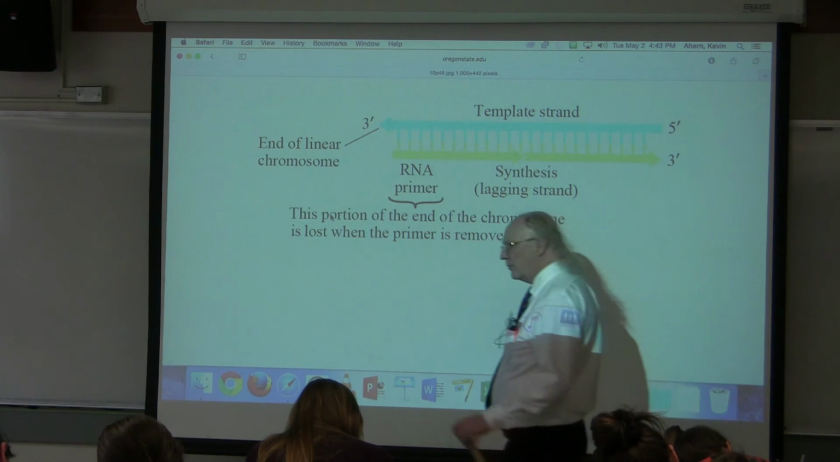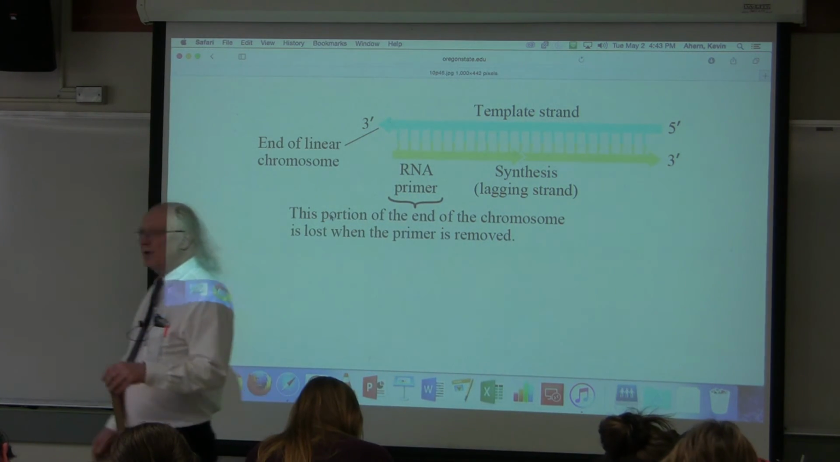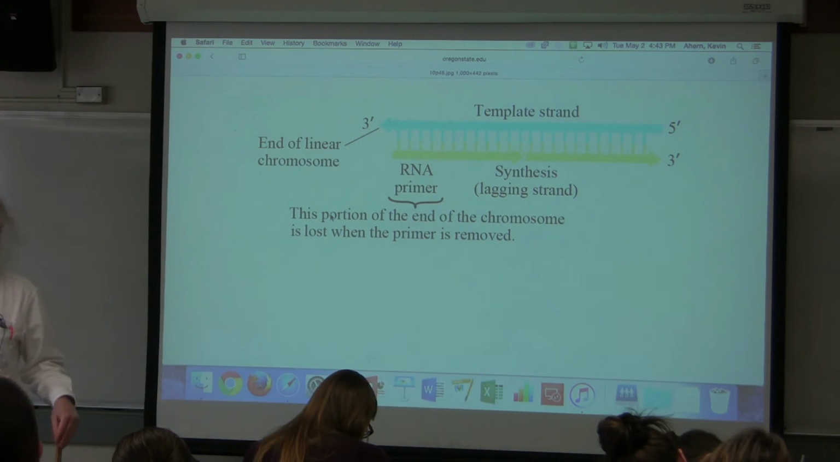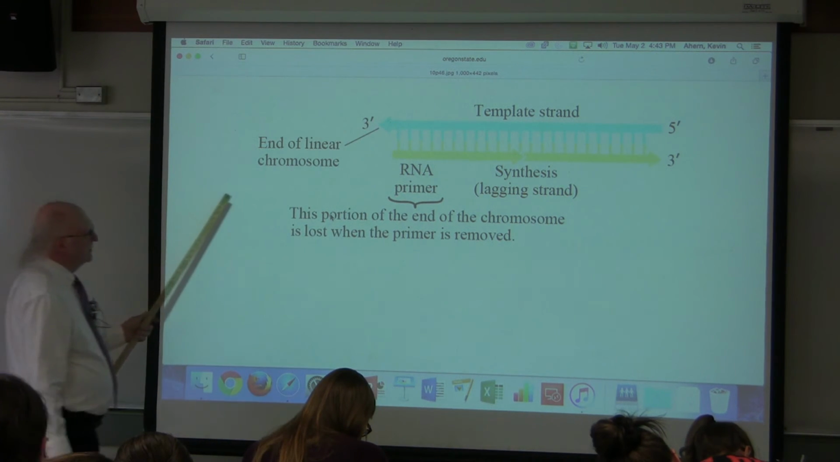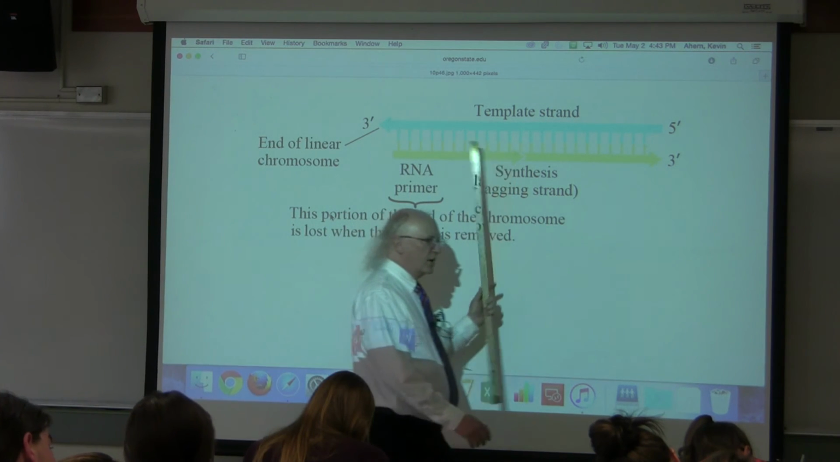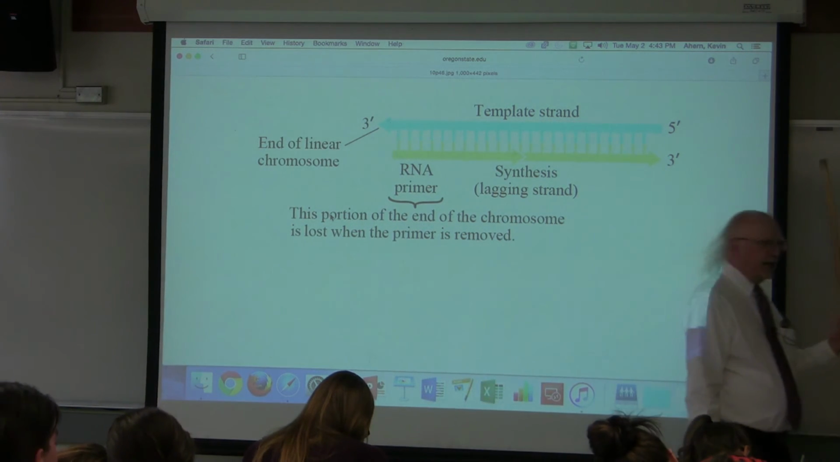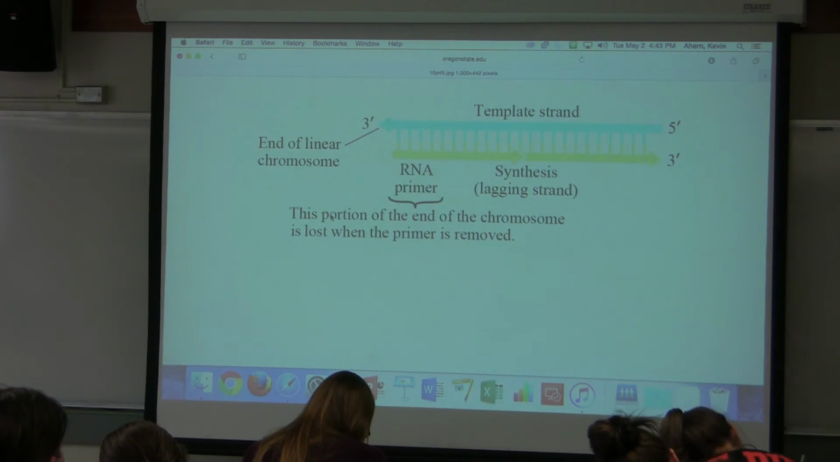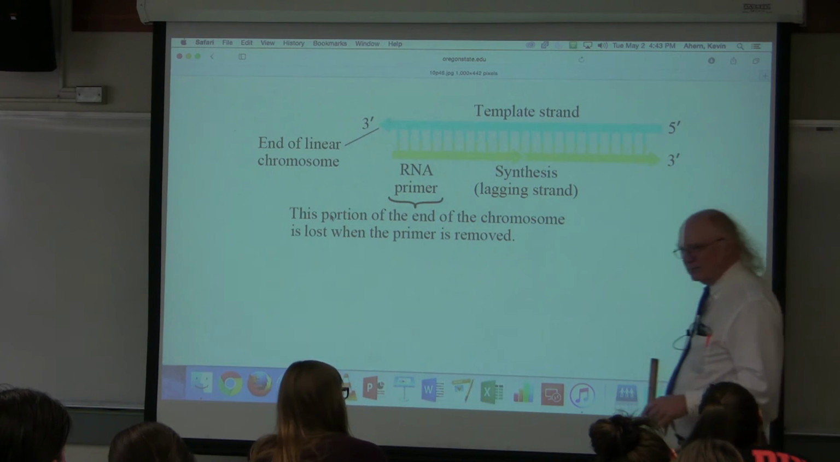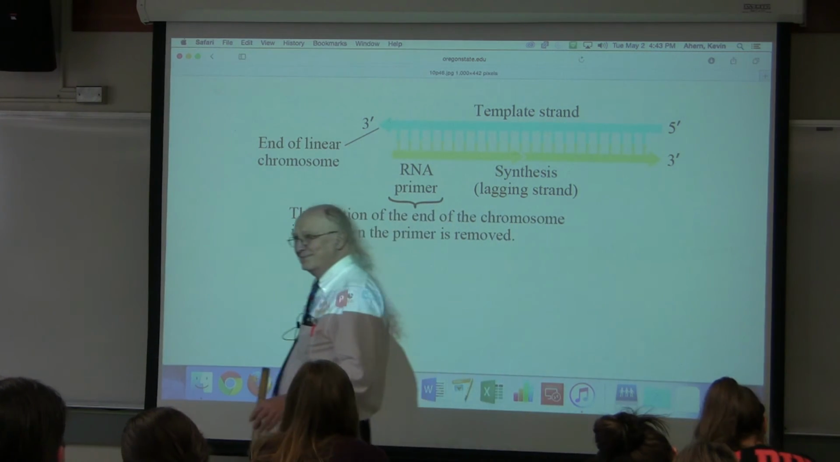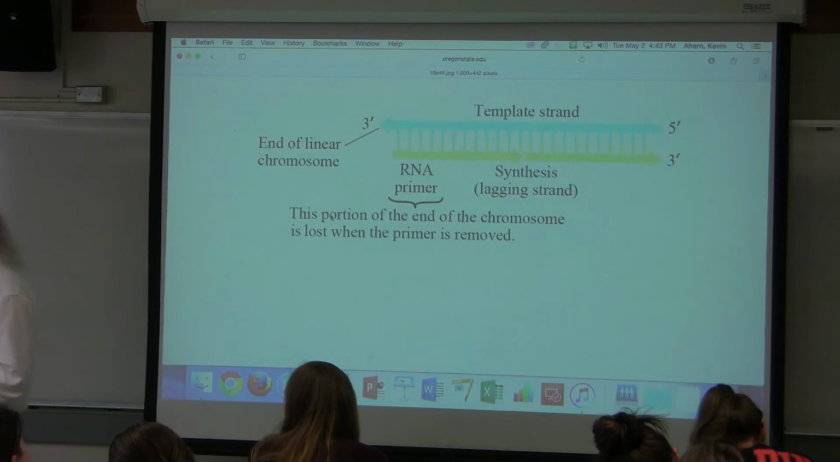And telomerase's job is to make telomeres. And all it does is copy the same 10-base sequence over and over and over. The longer telomerase works, the better off you are, probably. Okay?